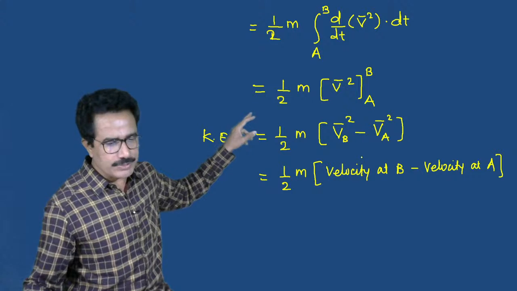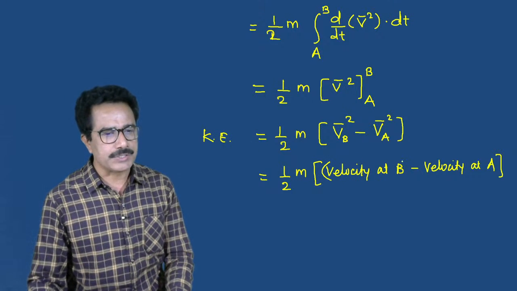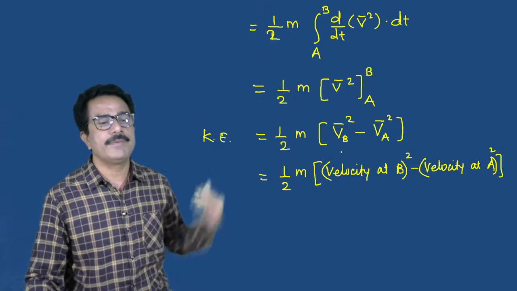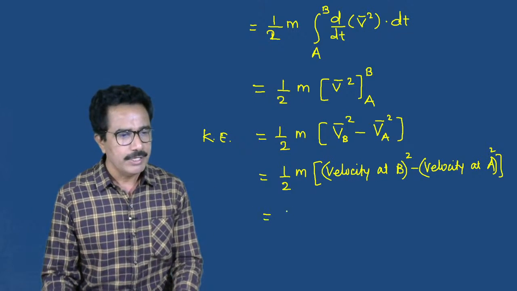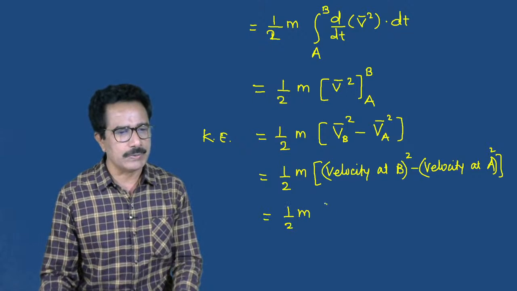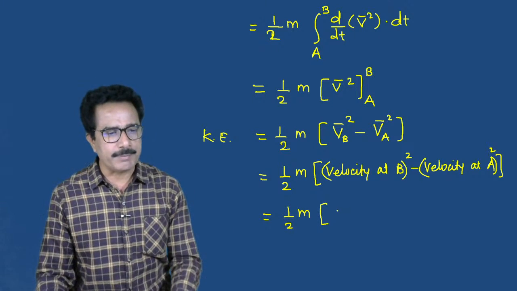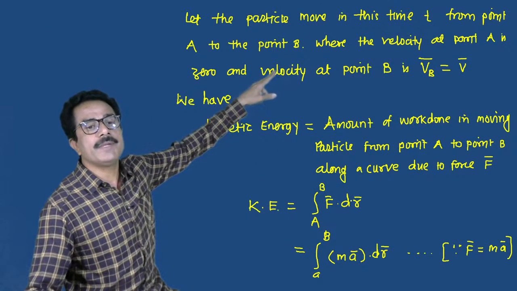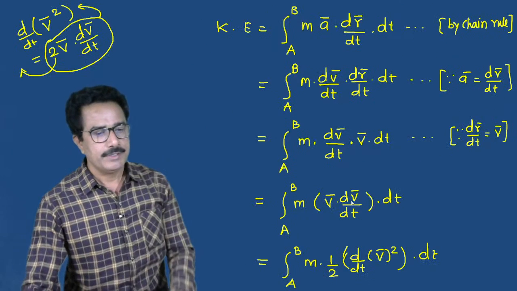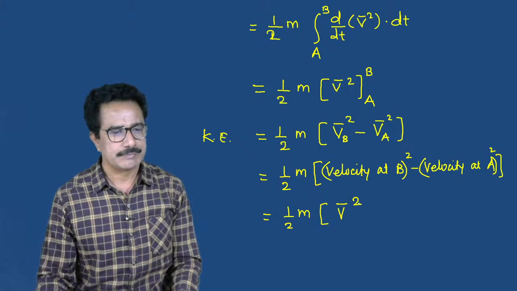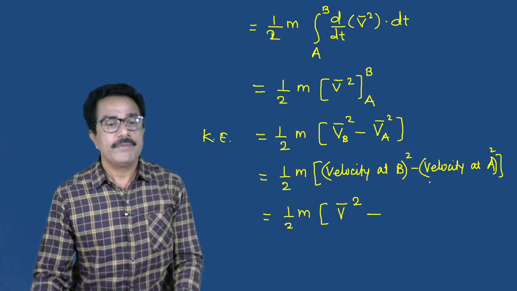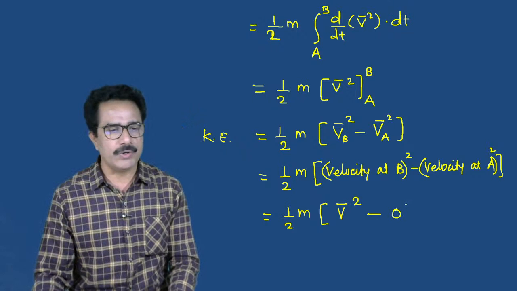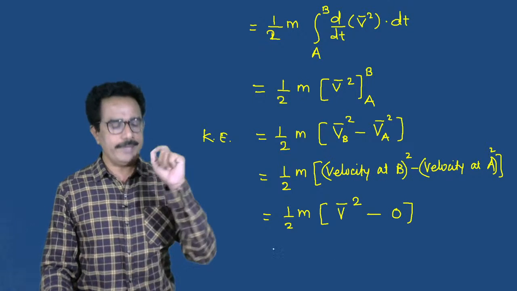Vb square means velocity at point B, squared, minus velocity at point A, squared. Va square and Vb square का मतलब ये होता है, so 1 by 2 m into velocity at point B, which is given by V. See this, velocity at point B, Vb, which is given as V. So V square minus velocity at point A. What is the velocity at point A? Which is 0. Very good, Harshada Joshi, very nice.